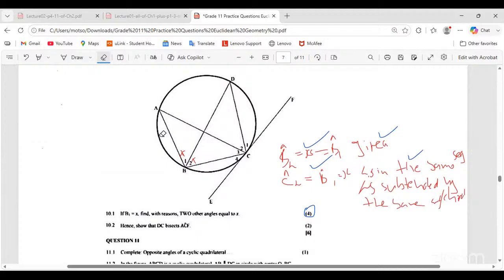We go to the next question at 10.2. 10.2 says to us, hence, you can use this. Hence means you can use the previous information that you used in the previous question. Now, hence, show that DC bisects ACF. Where is DC? This is DC, right? Bisects angle ACF, right? We need to show that this angle is being divided by this line into two equal parts. That is the definition of a bisect.